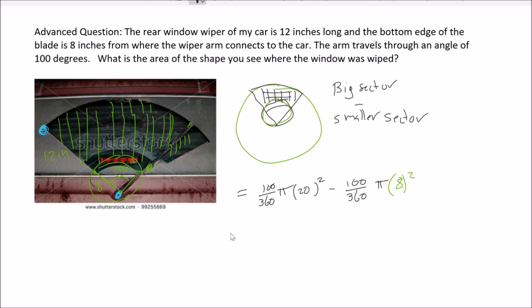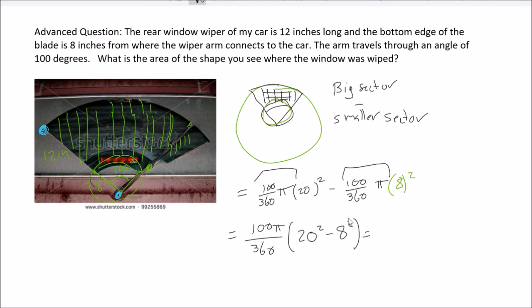Now, I like to do this little trick. This is not required by any stretch, by the way, but I notice that this chunk and this chunk both have that in common. I'm going to factor that out. So 100 pi over 360, factor that out. And then what do I have left? I have 20 squared minus 8 squared. Now, again, that is not even a little bit required, okay? The only reason I'm doing that, for me, it makes it easier to type it in the calculator.